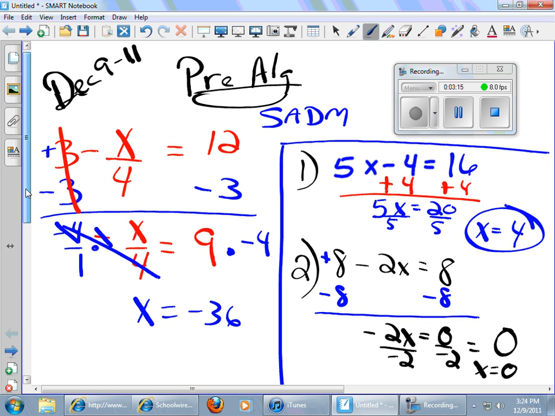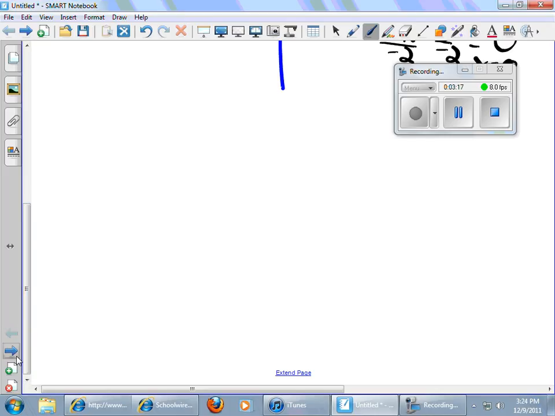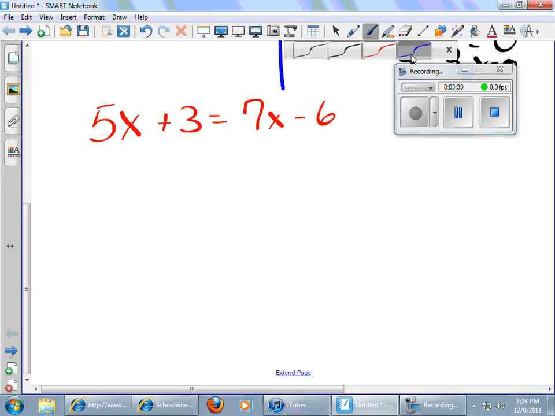All right. Now let's look at another type of problem. How about the types of problem that have variables on both sides, like 5x plus 3, and we'll make that equal to 7x minus 6. When we have a problem like this, the first thing I like to do is make it so that I only have variables on one side. I usually like to get rid of the smaller variable first, the smaller coefficient. So I'm going to subtract a 5x from both sides.